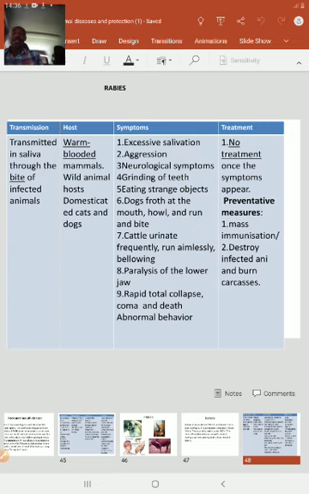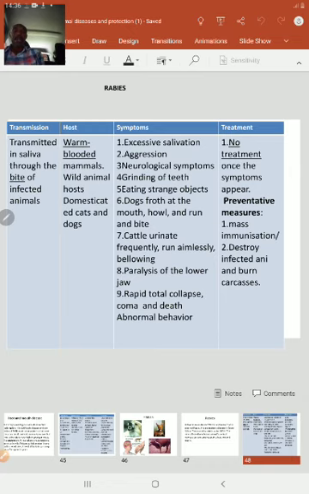So rabies can be transmitted through saliva, that is, if an infected animal bites you, like a dog. It hosts all the domesticated cats or dogs, that is, the cats that we live with and the dogs that we live with, even the wild animals, all warm-blooded mammals, even human beings. Anything that is warm-blooded can have rabies.